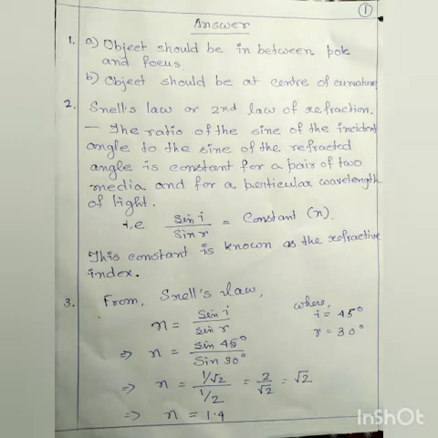And for question number 3, find the refractive index of a material if the angle of incidence of a ray of light is 45 degrees and the angle of refraction in the material is 30 degrees. Means here the incident angle i is 45 degrees and the refracted angle r is 30 degrees. So from Snell's law, n equals sin i by sin r. You have to substitute the values of i and r. Then sin 45 equals 1 by root 2 and sin 30 equals half. You just substitute the values and after calculation we will get the refractive index equal to 1.4.